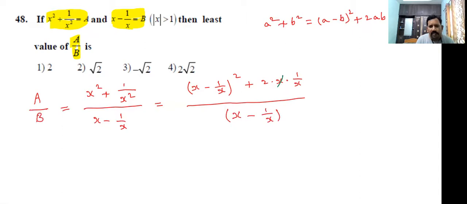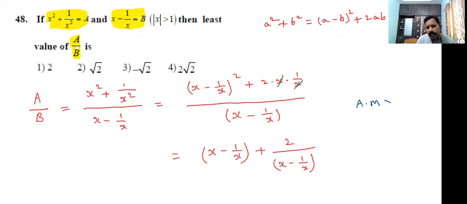There is a reason. Okay. Here x cancels. Remaining, see that, split numerator and denominator. One term is going to cancel. Remaining is x minus 1 by x plus 2 by x minus 1 by x. See, both are reciprocal to each other. That's why follow that arithmetic mean is greater than or equal to geometric mean.